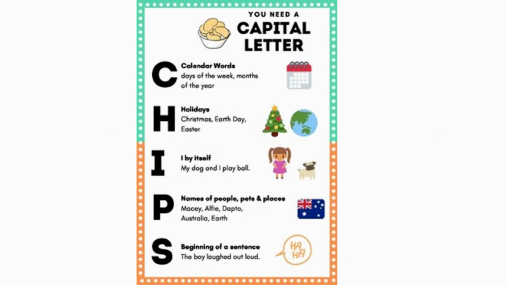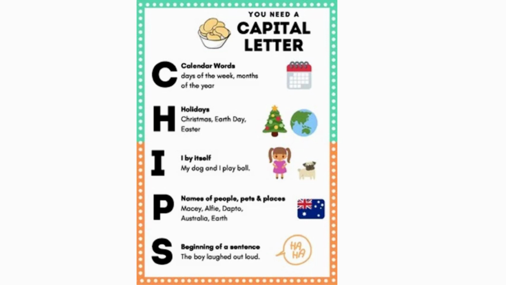So remember CHIPS. You all like to eat chips? What is the spelling of chips? C-H-I-P-S. Chips. So the first letter C is for calendar words. Do you see the calendar every day in the morning? Yes. What are there in the calendar? Days of the week, months of the year.